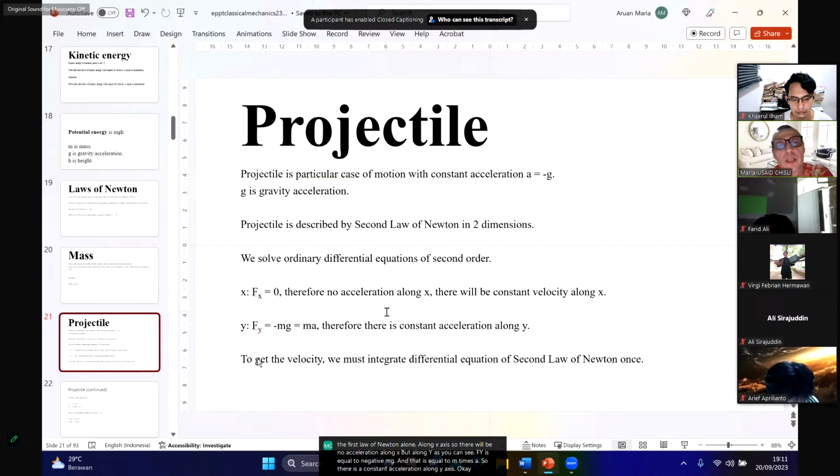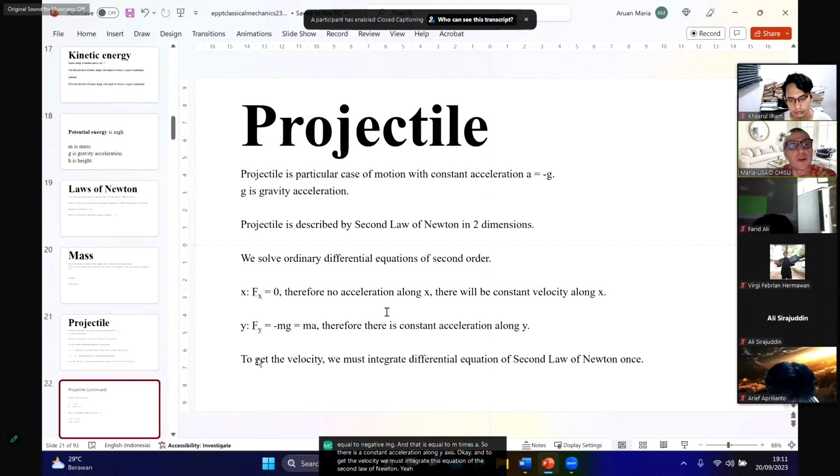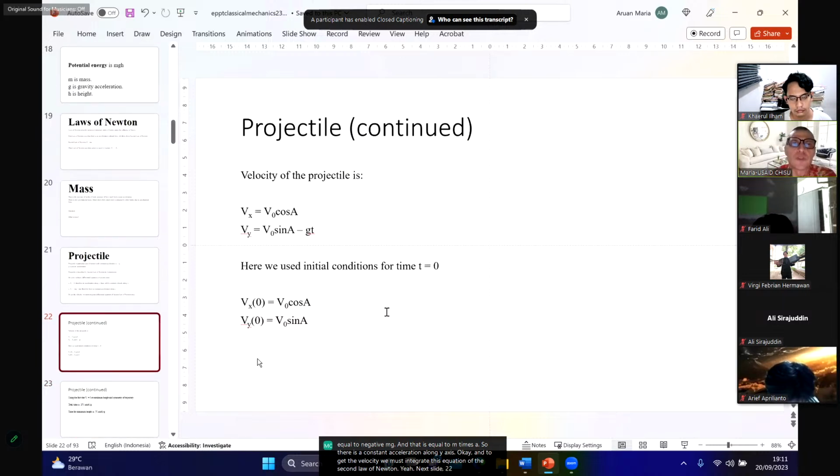And to get velocity, we must integrate this equation of the second law of Newton. Next slide, 22. So there's the expression of velocity after we integrate. Vx is equal to V naught cosine A, where A is the angle of release, and Vy is equal to V naught sine A minus gt. Here t is time, g is gravity acceleration, A is the angle of release, and V naught is initial velocity. We use the initial conditions for velocity, that velocity at 0 is equal to V naught.